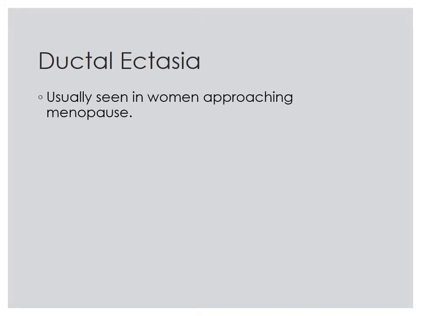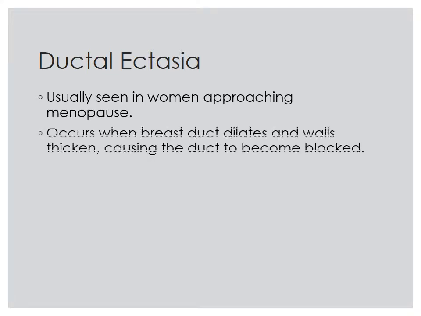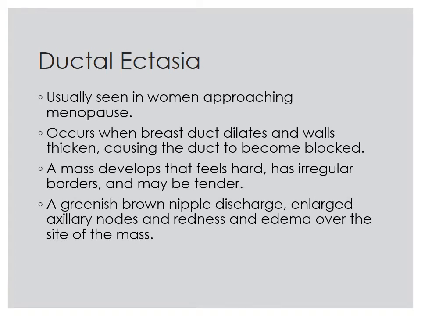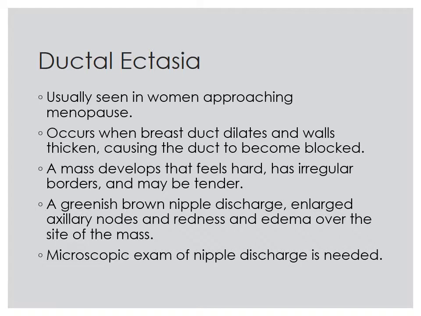Ductal ectasia, another benign disorder usually seen in women approaching menopause, occurs when a breast duct dilates and its walls thicken, causing the duct to become blocked. A mass develops that feels hard, has irregular borders, and may be tender. A greenish-brown nipple discharge, enlarged axillary nodes, and redness and edema over the site of the mass are noted. There will need to be a microscopic exam of the nipple discharge. Ductal ectasia may resolve without treatment.